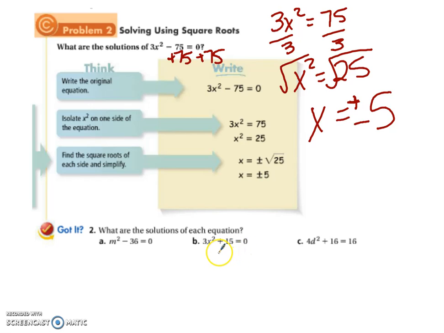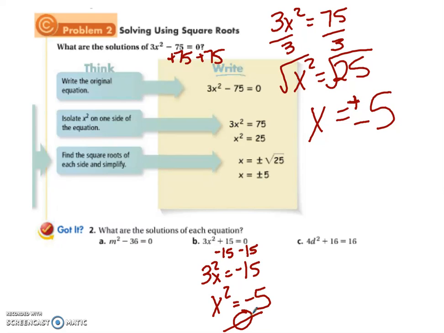Let's do B. So we're going to minus 15, minus 15. We get 3x squared equals negative 15, divided by 3, so x squared equals negative 5. Now, think about it. Any number times itself, can that give me a negative number? No, it cannot. A positive times a positive gives me positive. Negative times a negative gives me positive. So if you have a squared number equals a negative, that is a no solution.